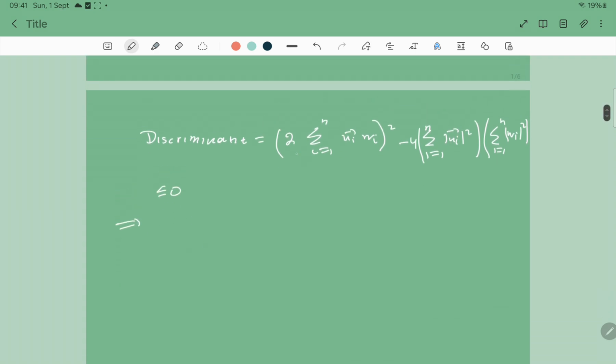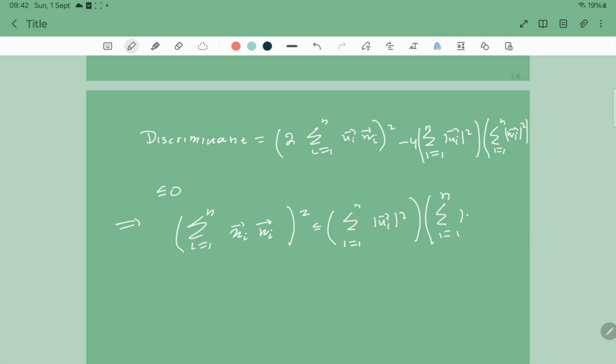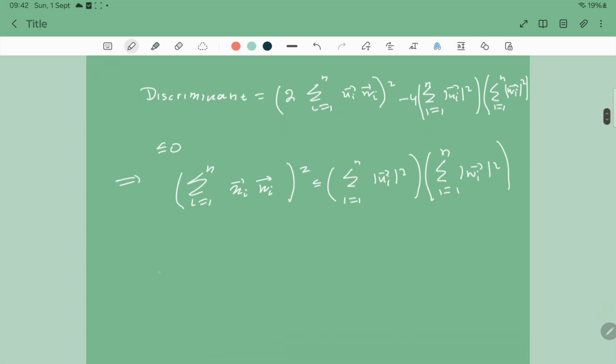When I take the squares here, 2 squared is 4 and the 4's go away, so I will have that the sum from i to n of ui wi, squared, should be bounded by the sum from i equals 1 to n of the ui squared times the sum of the wi squared. And then from here I take the absolute value of this, and I take the square root on both terms.